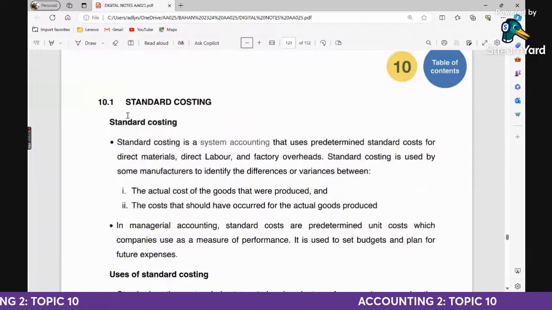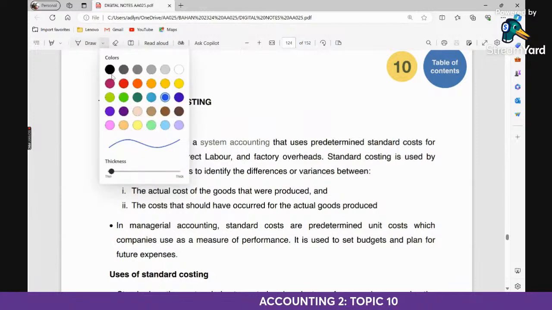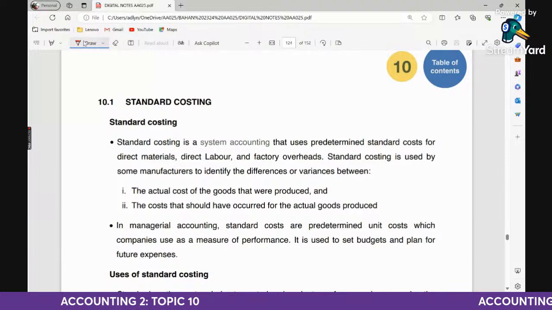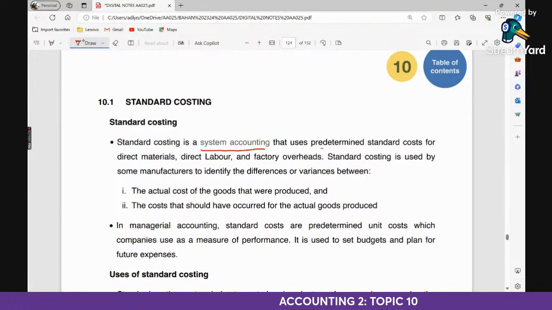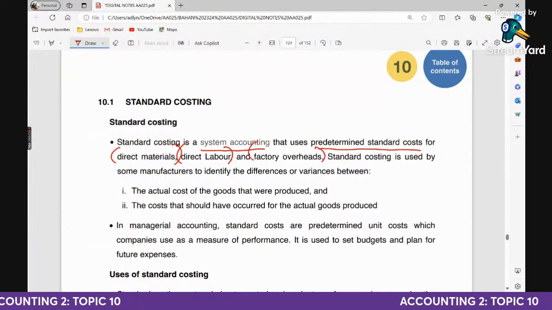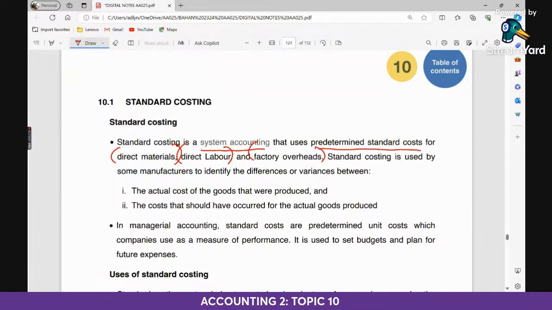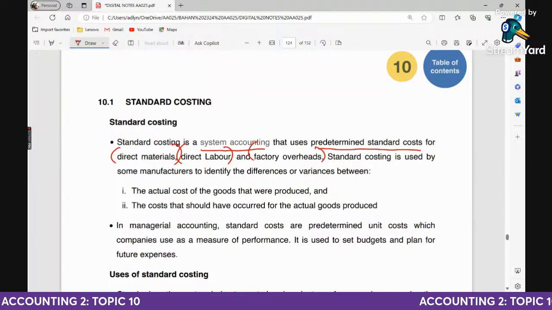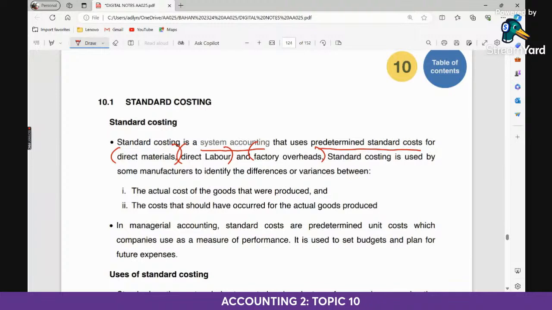Okay, standard costing. Standard costing ni kalau you tengok betul-betul maksud dia dekat sini, it's actually an accounting system that is used to predetermine the standard cost for direct materials, direct labor, and also factory overheads. So as you can see here, the standard costing is only focusing on the product cost or the manufacturing cost. That means we are only focusing on DM, DL, and also MOH. Standard costing is used by some manufacturers.